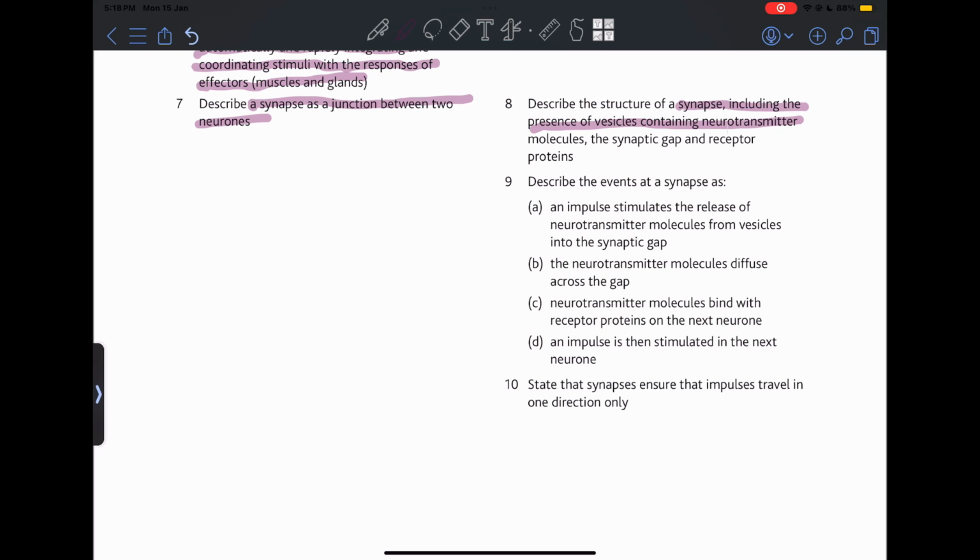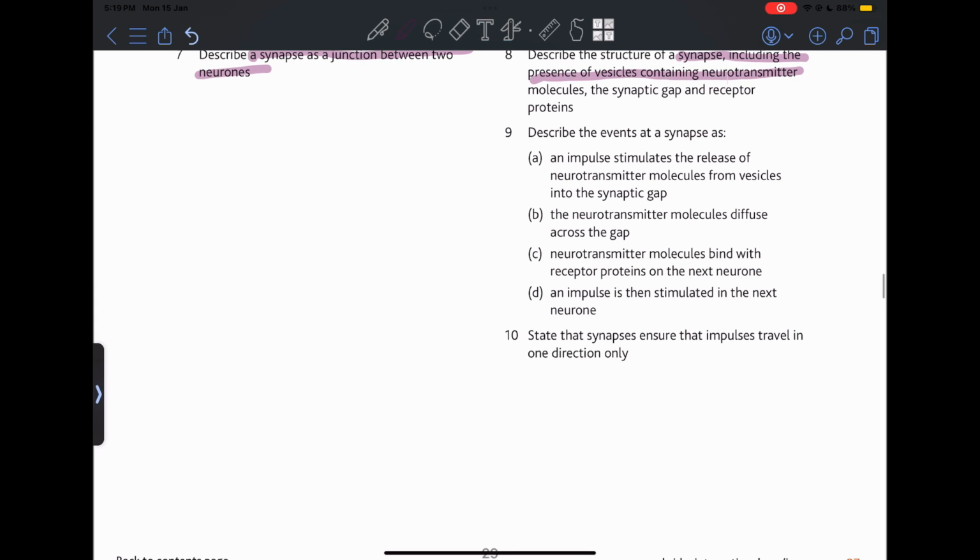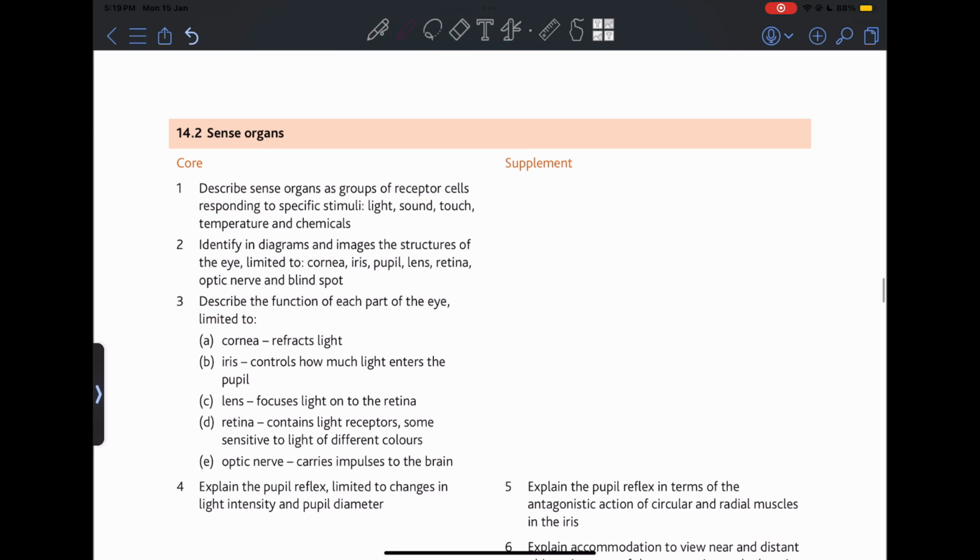Number 10 says state that synapses ensure impulses travel in one direction only. So this is the use of synapses in our nervous system. Now for sense organs, 14.2, core students and extended students, you have to describe sense organs as a group of receptor cells responding to specific stimuli: light, sound, touch, temperature, and chemicals. So this is a definition.